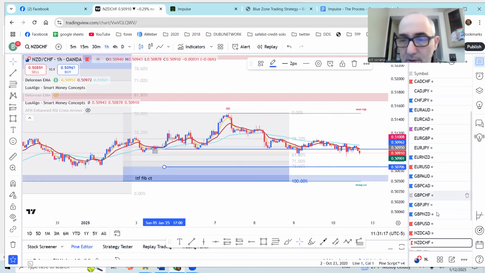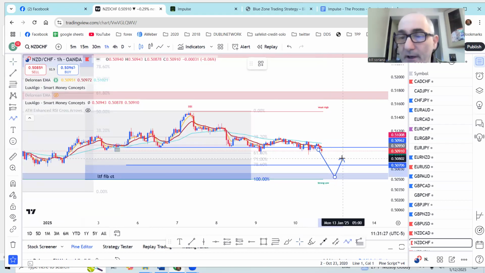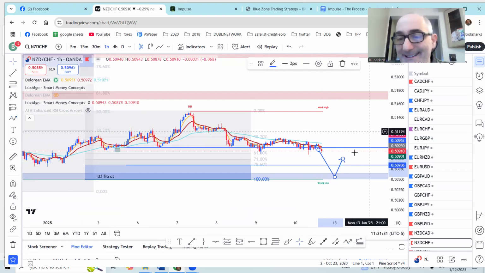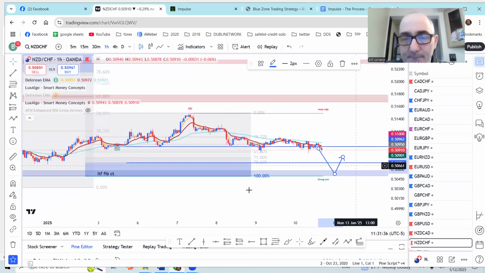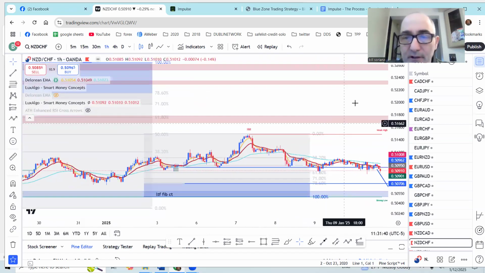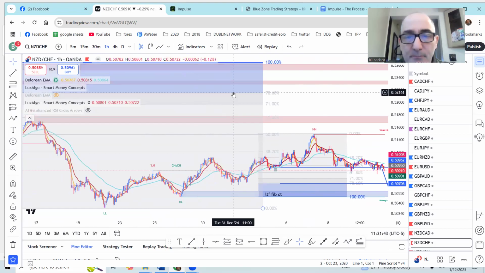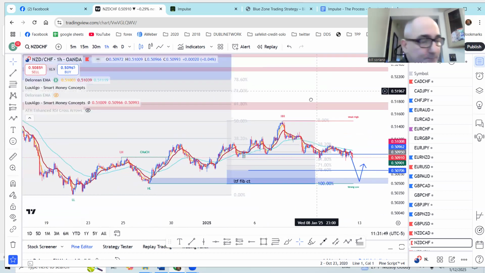on the 1 hour, where we can wait for price to come back into this area and then possibly have an opportunity to wait for a buy shift and take a bullish trade against the higher time frame trend. Because we know that eventually price is probably going to move back up into this blue zone area up here, which is for the higher time frame trend.